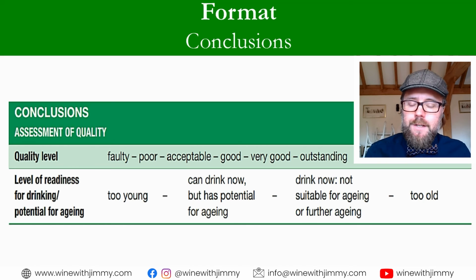In the conclusion section, we must use the terms that we find here. Okay, so we must be saying poor or acceptable or good or very good. You can't make up things like wonderful, exceptional, bad. They're not allowed. We have to use this list here: poor, acceptable, good, very good, or outstanding. And it's the same with the sentences that we have for the level of readiness for drinking as well.